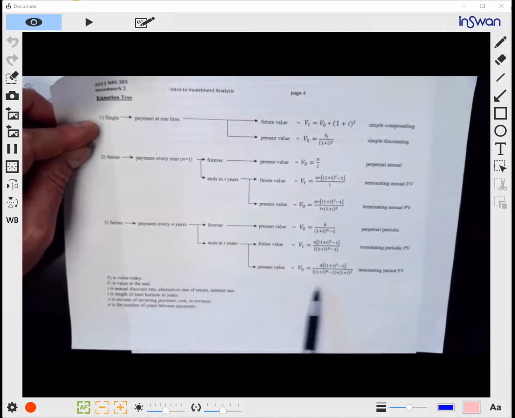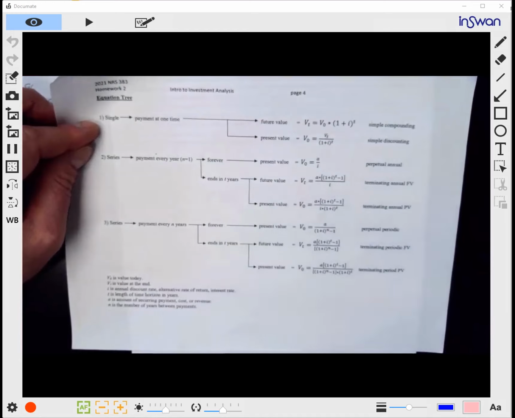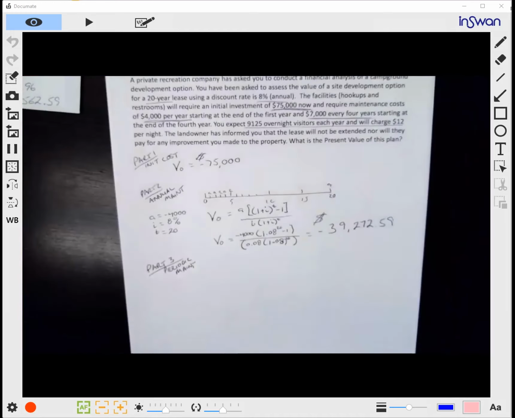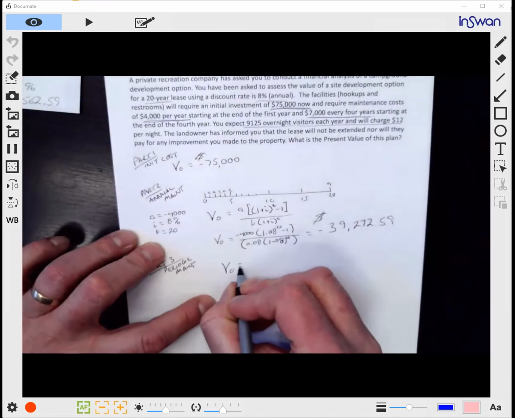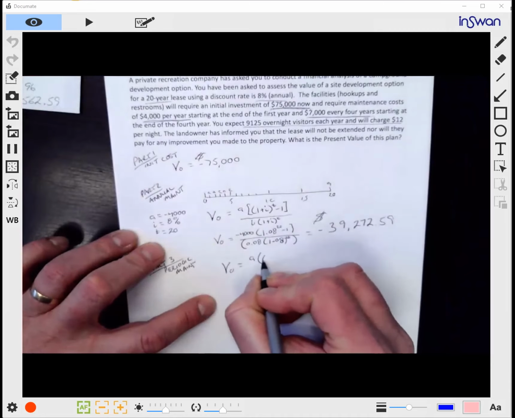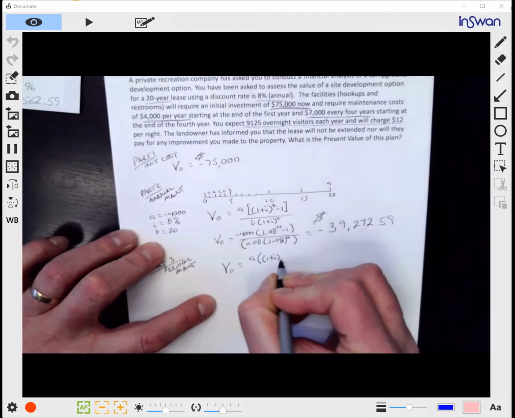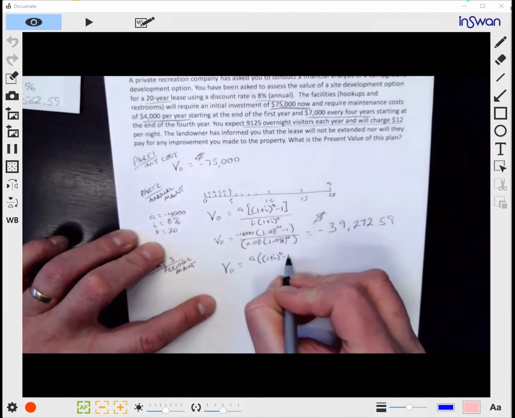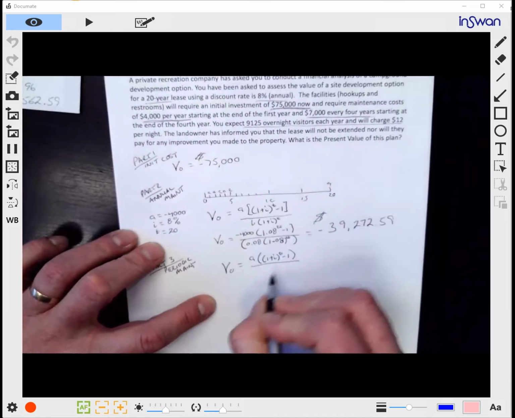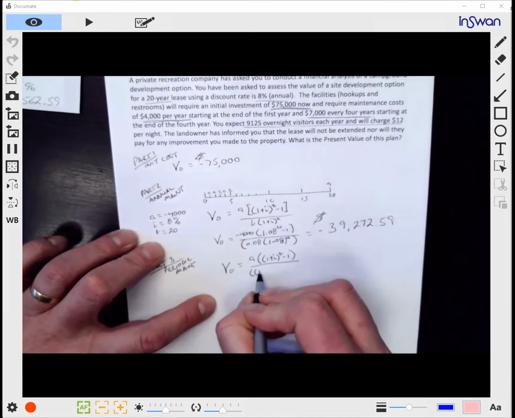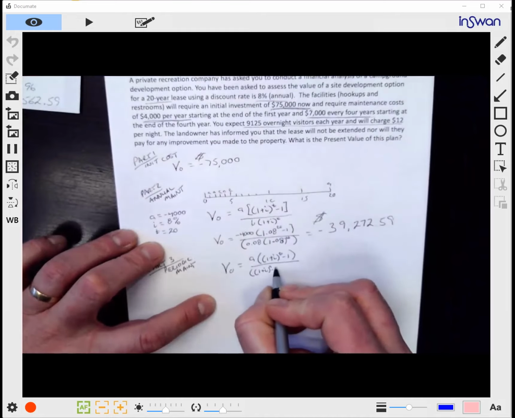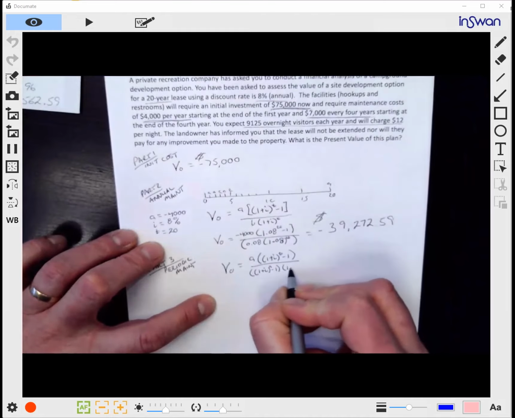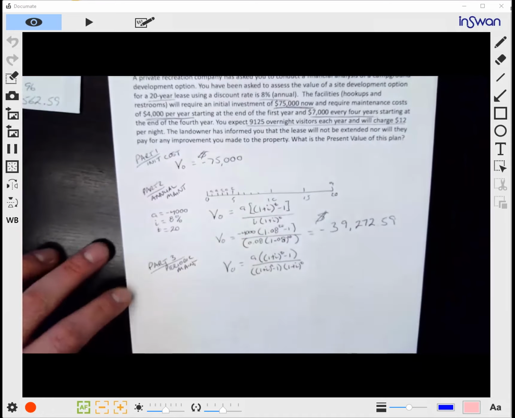It is this guy down at the bottom, the terminating periodic present value. So I've got to plug that one in down here. I have V0 equals A times (1 plus i)^T minus 1 over ((1 plus i)^N minus 1) times (1 plus i)^T. Okay, that's the equation we have there.